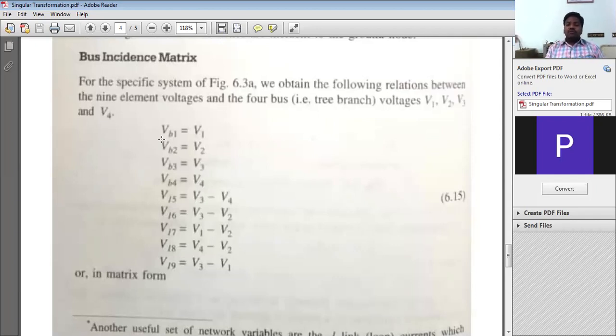And you will also have a total of 9 elements. So element 1 is connected between node 1 and node 0. Element 2 is connected between node 2 and node 0. Okay, please do remember that.